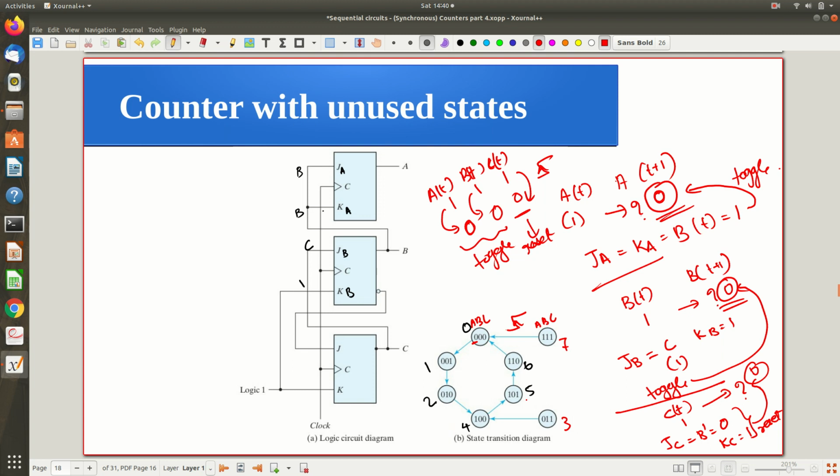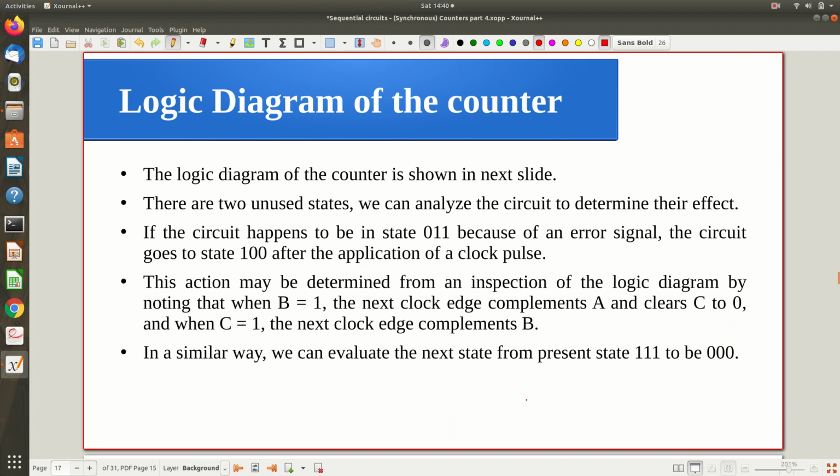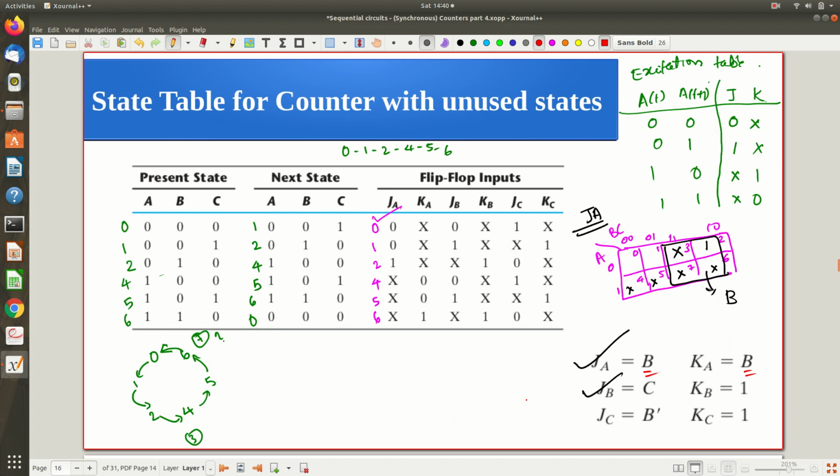Anyway, so now you know how to come up with a synchronous counter for any random sequence, and they can give you an even number counter, anything they can give you. So which are all the states which are unused or invalid, please treat them as don't care and proceed with the simplification and come up with this. So this part is important. Once you get this part, you can simply implement it using some small circuit like that.